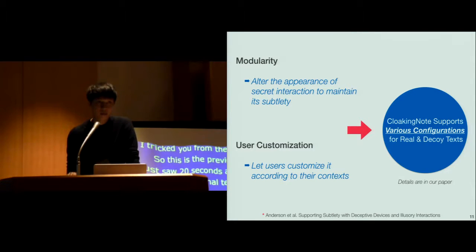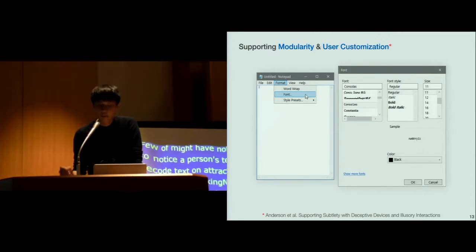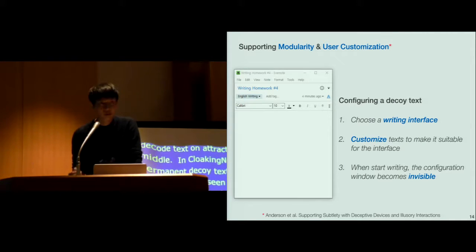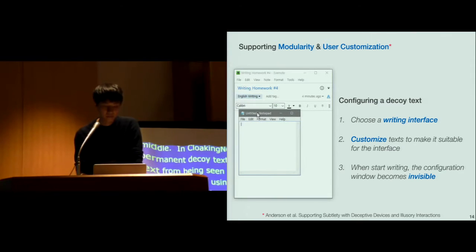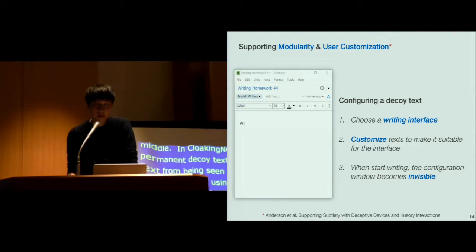So this is an example of using CloakingNote. On the right, the text is being written in a word processor. As you guessed already, this is not actually being written by the user. The actual text by the user is being written on the left. In the next few slides, I will show the design and implementation of our system.